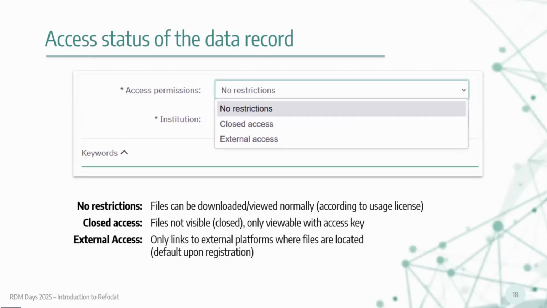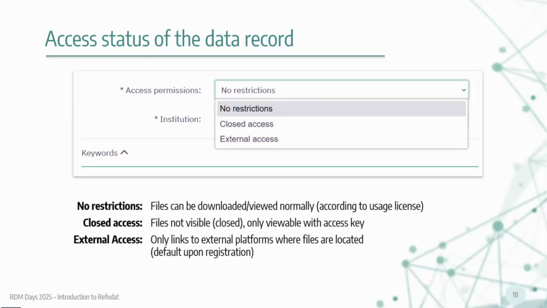I've already talked a little bit about the different access statuses of the data record that you can select from. Generally, what you will select probably is no restrictions. That means the file can be downloaded and viewed normally according to the usage license pretty much by everybody. So this is your standard open access option. You can also choose the closed access options where the files themselves are not visible, but can be viewable with an access key that you can generate.